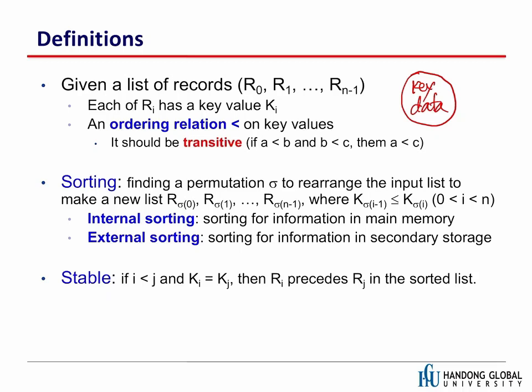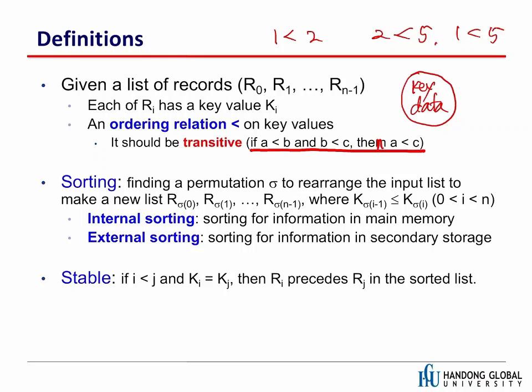And there is an ordering relation on key values. It should be transitive. If it is an ordering relation, then we should have this kind of property, and this is quite simple. If A is smaller than B and B is smaller than C, then A should be smaller than C. This is quite obvious, right? So 1 is smaller than 2 and 2 is smaller than 5, then 1 should be smaller than 5. This is the ordering relation, which is actually the transitive property.